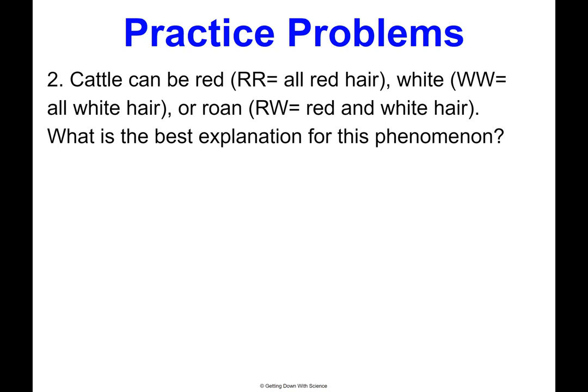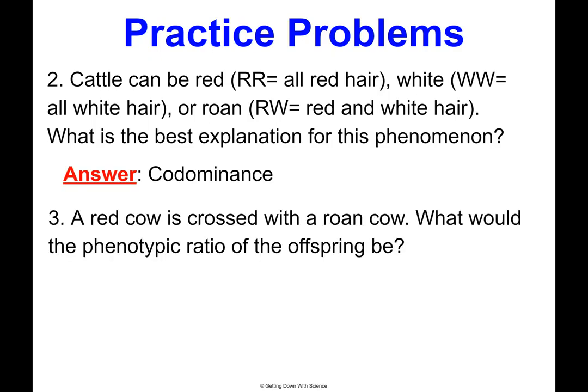Okay, cattle can be red, all red hair, white, all white hair, or roan, red and white hair. We're seeing both. What's the best explanation for this phenomena? So if we're seeing both of them equally, then that would be codominance.